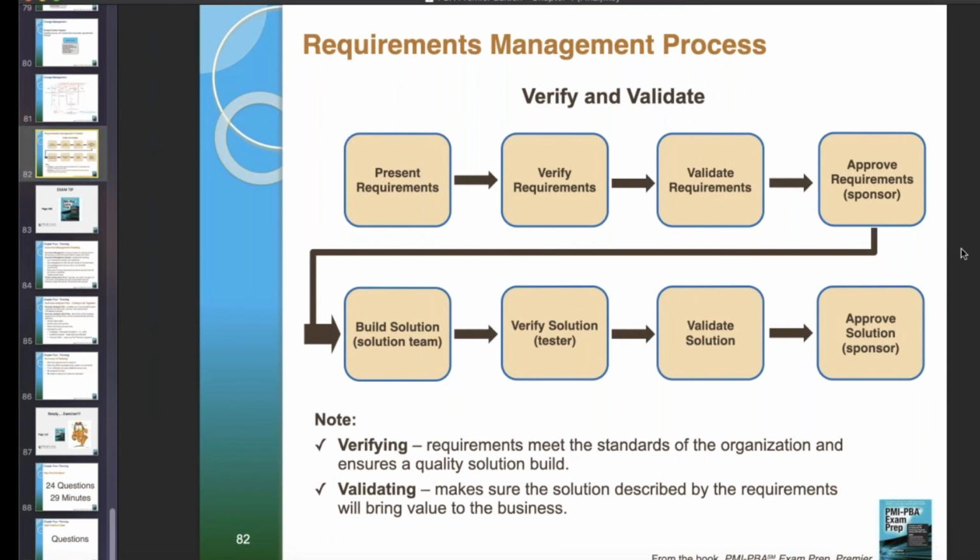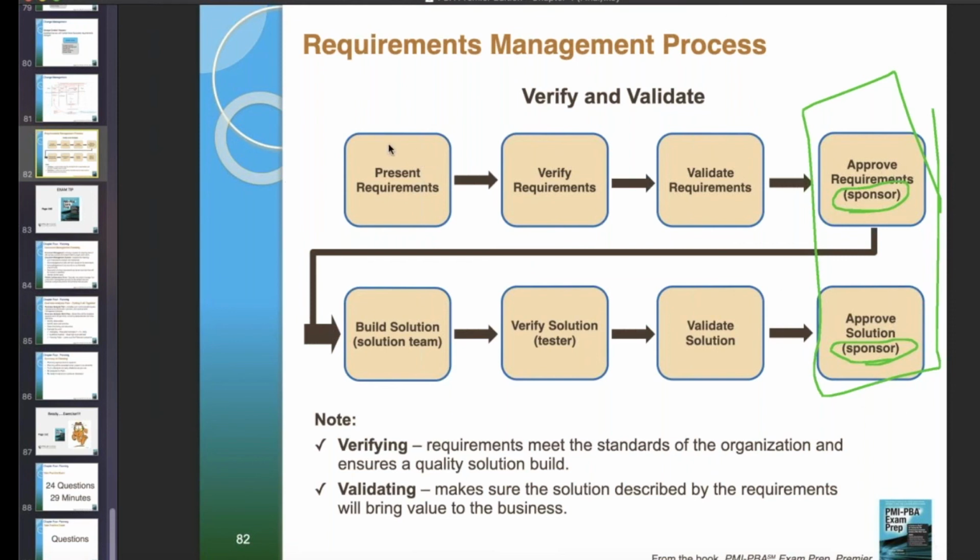Please take particular note that approval, whether it's of the requirements or of the product, rests primarily on the sponsor. So anything on the exam that says who must approve such and such, I'm telling you right now, 9 times out of 10, it's the sponsor. Now read it carefully. It might be someone else depending on what they're asking. But when it comes to verifying and validating, the sponsor is the approval authority.